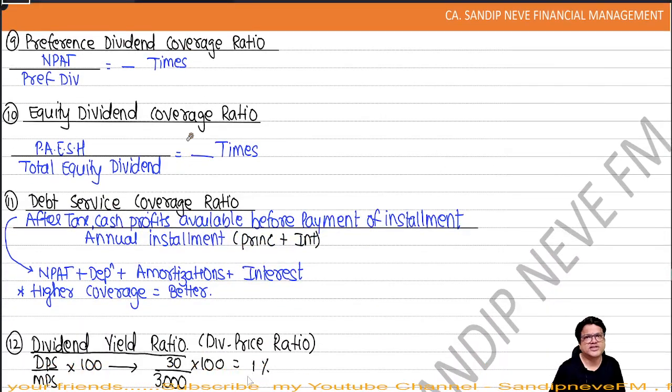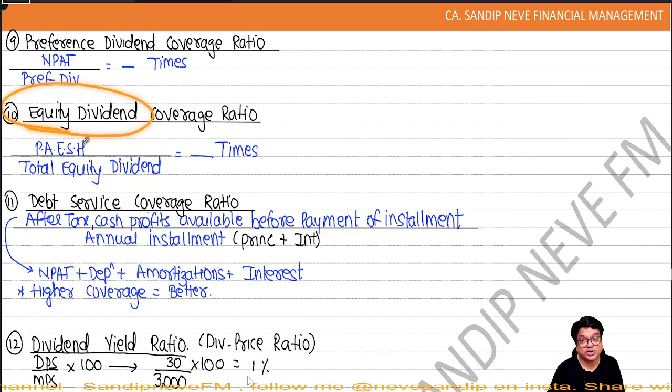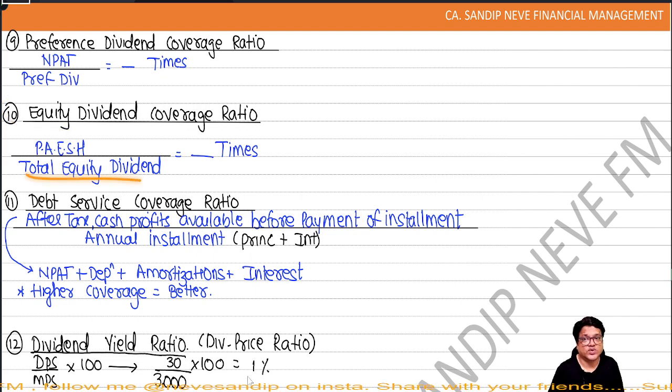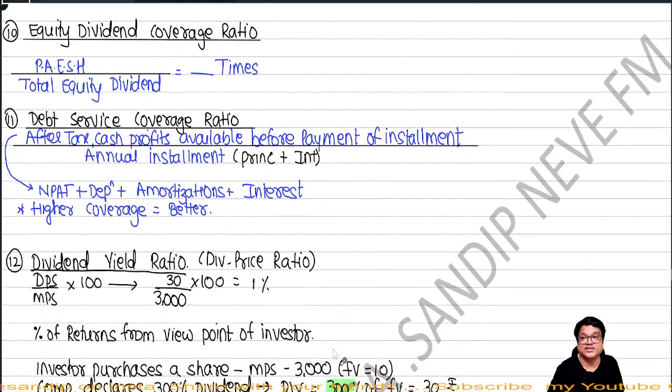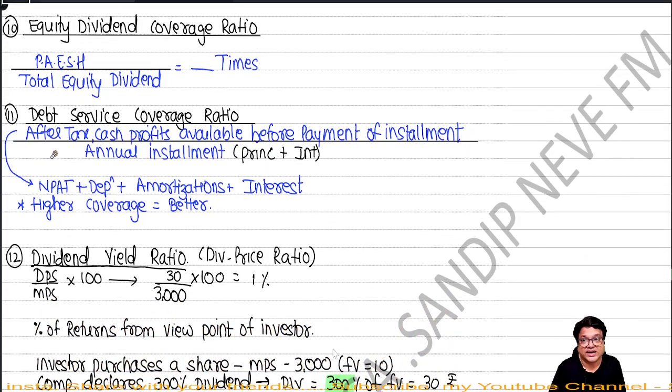Then we come to preference dividend coverage. Coverage only we're talking about. We pay preference dividend out of which profits? NPAT. So NPAT upon preference dividend. Equity dividend coverage also we are discussing. Why so? Because it is PAT upon total equity dividend. Debt service coverage ratio, very interesting this is. What is that? It is after tax cash profits available for payment of installment divided by annual installment.